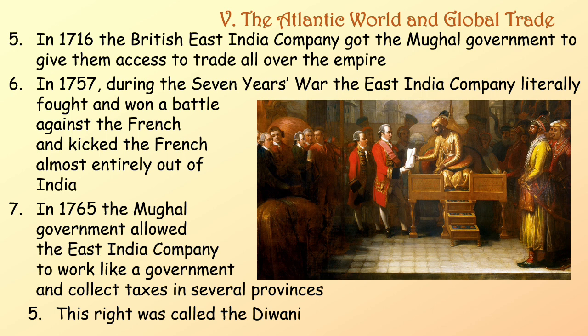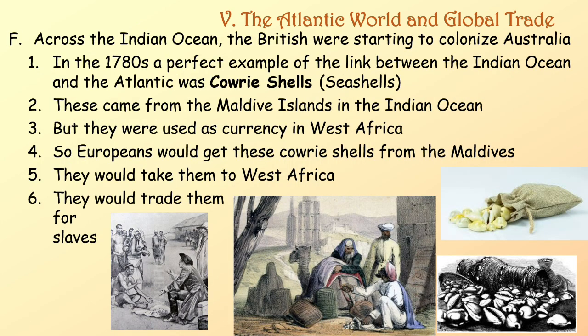And in 1765, the Mughal government allowed the East India Company to work like a government and collect taxes in several provinces. And this right was called the Diwani. Across the Indian Ocean, the British were starting to colonize Australia.